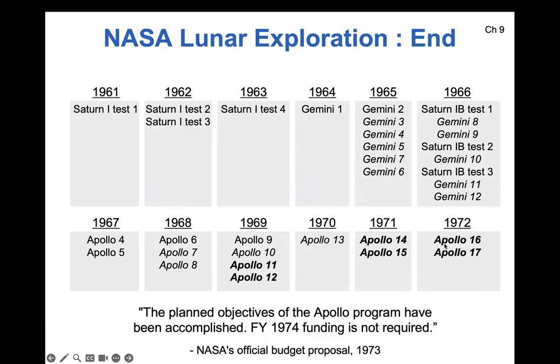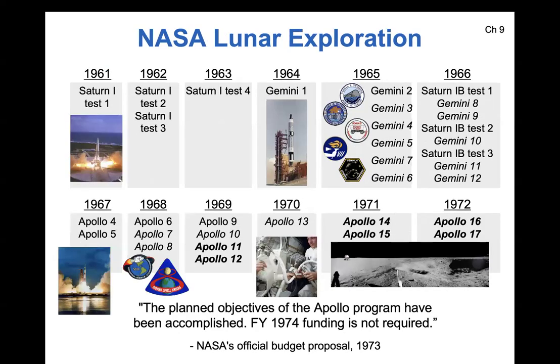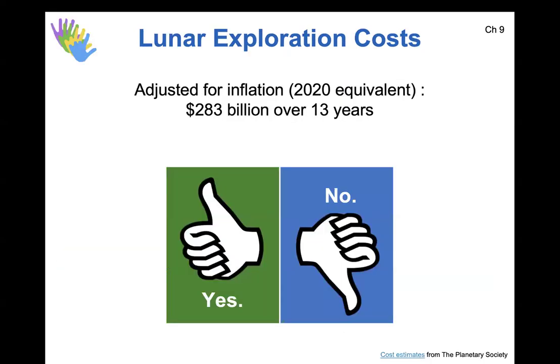And then 1974, Apollo 17 was decided to be the last one. So the planned objectives of the Apollo program have been accomplished. And then the funding year 1974, funding is not required in NASA's official budget proposal. So they decided to stop the Apollo mission, stop spending money on sending people to the moon. They hadn't found anything that encouraged them to do so. Public interest seemed to be waning, and for whatever reason, the program was canceled.